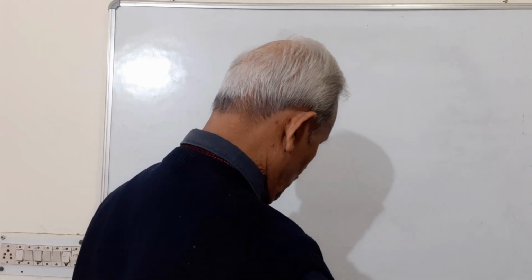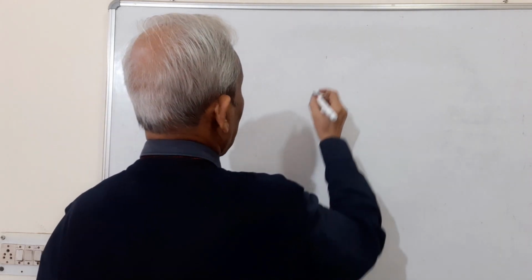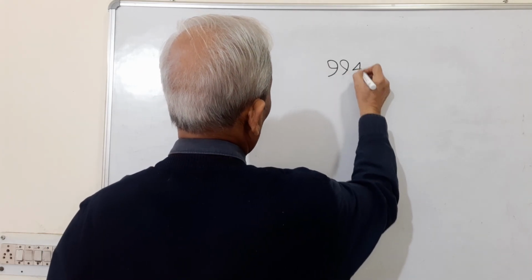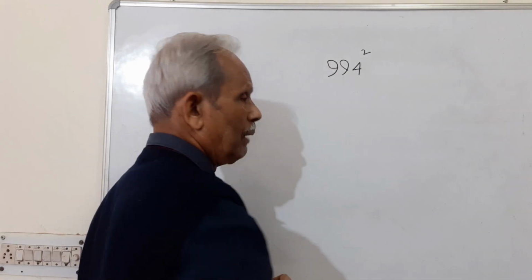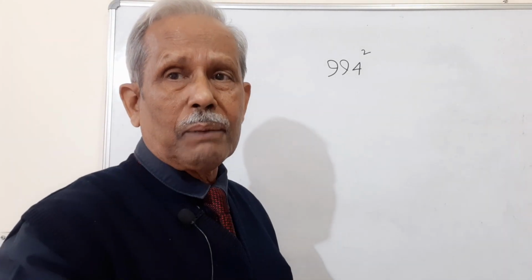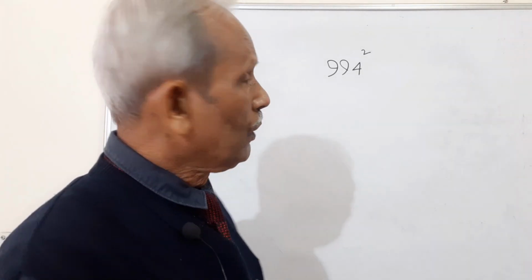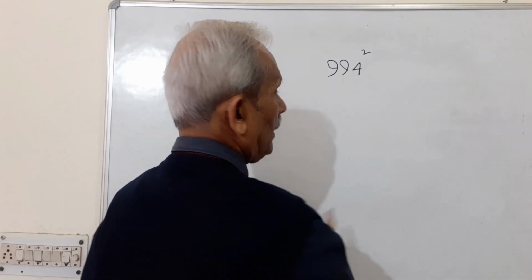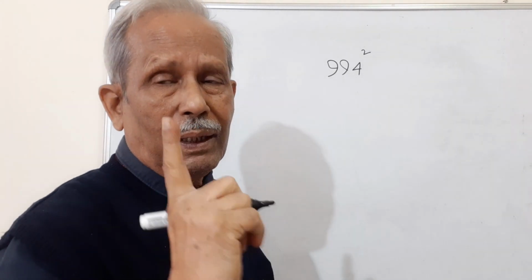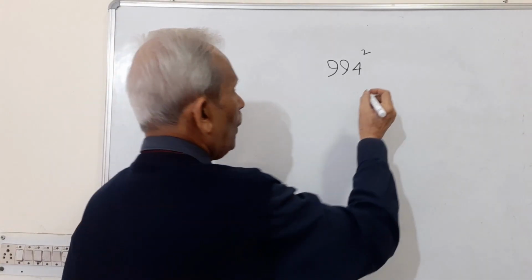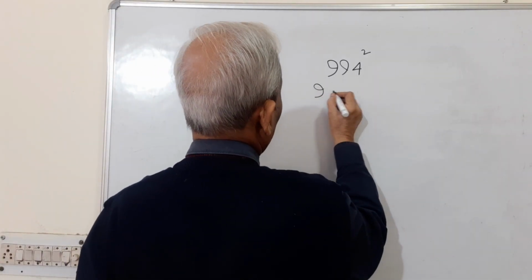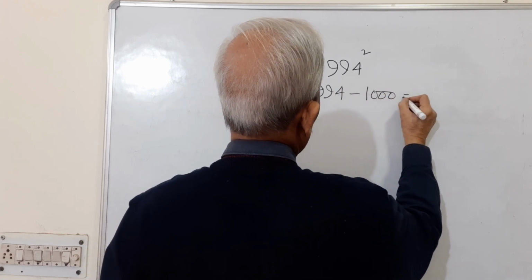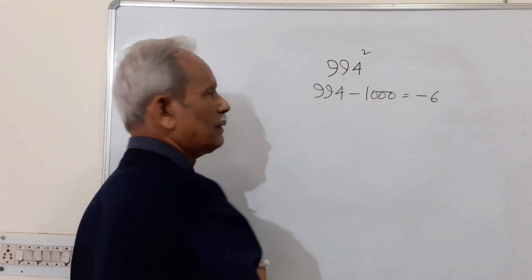So now let us do our last problem. I think by now you have understood it. Again 3 digits, 994 square. It's a big number, and if you want to do the squaring of it, multiplication is a very difficult, very big one. So how to do it easily? The base here is how much? I think you remember the base is 1000. So the difference of this, 994 minus 1000, is how much? It's equal to minus 6, right?